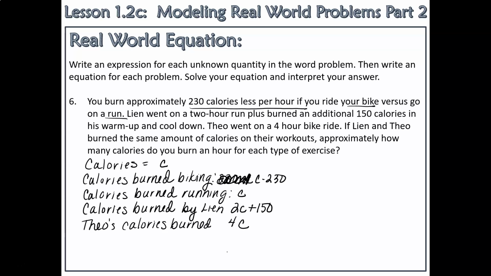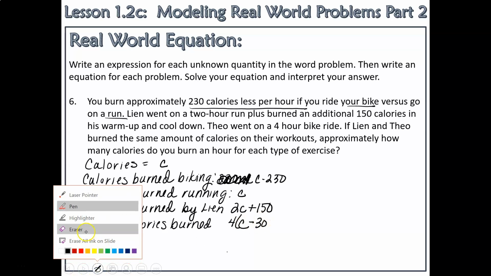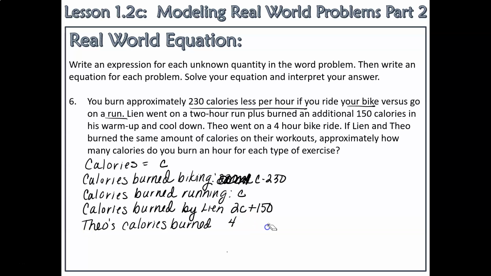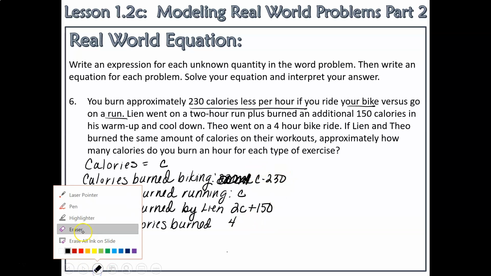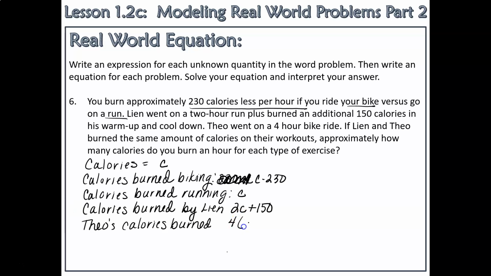Okay? Minus 30, because 230, I'm sorry. The bike ride is C minus 230, so we have to take 4 times that. Here's the bike ride: 4 times what the bike ride is. So 4 times C minus 230. All right, let's set those equal to each other, Lien's and Theo's. So 2C plus 150, there's Lien's. And then Theo's, 4 times the quantity of C minus 230.